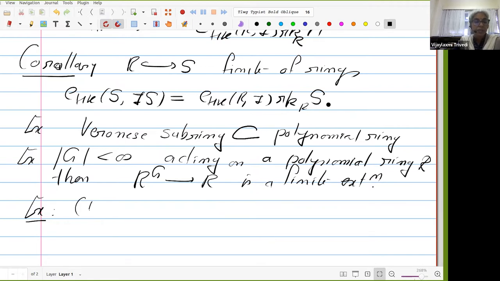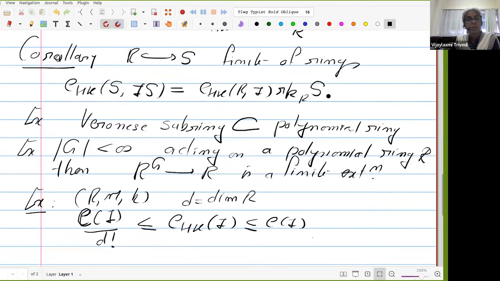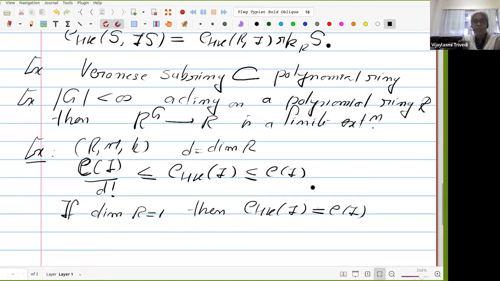So I give you another exercise, but that is before proving the existence of HK multiplicity. It says, suppose you are in the situation (R, m, k), where the characteristic is positive. Then the multiplicity of the ring R with respect to I, divided by d factorial, where d is the dimension of the ring, is less than or equal to e_HK of I, which is less than or equal to e of I. Is everything okay so far? So this immediately tells you something: if the dimension of your ring R is 1, then your e_HK of I is the same as e of I. So it's always an integer. There's no change.